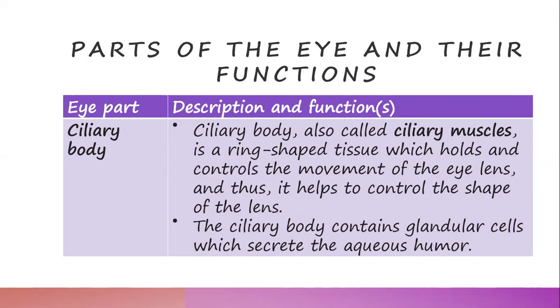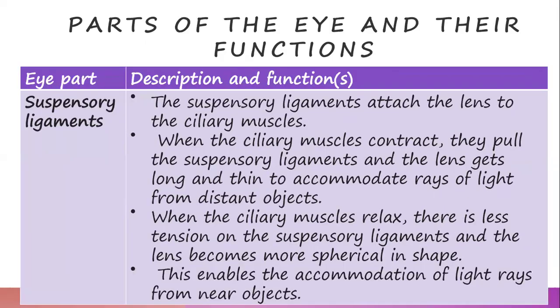Then the other part is the ciliary body. The ciliary body, also called the ciliary muscles, is a ring-shaped tissue which holds and controls the movement of the lens, and thus it helps to control the shape of the lens. The ciliary body contains glandular cells which secrete the aqueous humor.